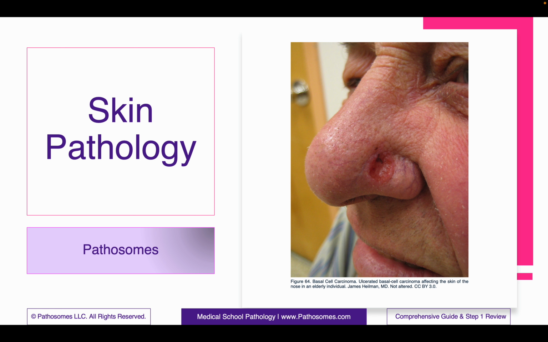Now, you're probably looking at this image and have already found the lesion on this patient's left nostril. How astute of you. We're going to be discussing this and much more in this presentation on skin pathology.